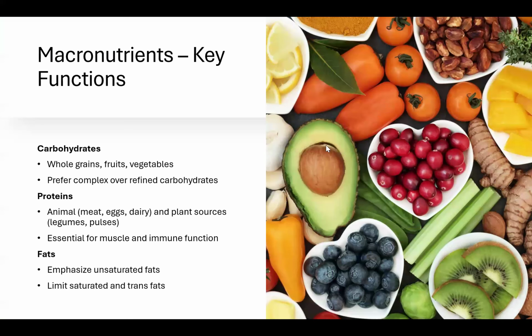Then we have macronutrients, which are carbohydrates like whole grains, fruits, vegetables. Complex carbohydrates should be preferred over refined carbohydrates. Then we have proteins like animal meat, eggs, dairy, and plant sources, legumes, and pulses, and they are essential for muscles and immune functions. And finally, we have fats, to emphasize unsaturated fats and limited saturated and trans fats in our diet.